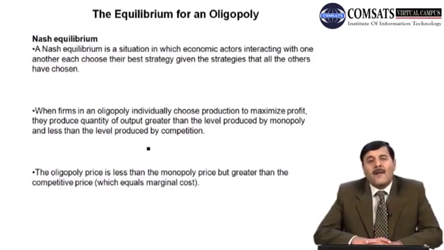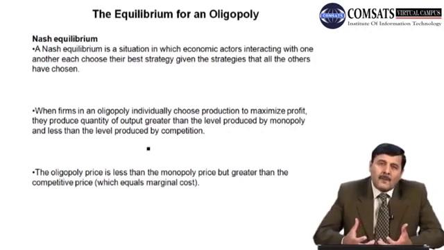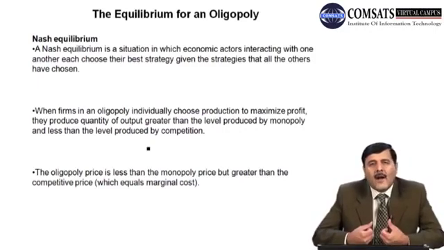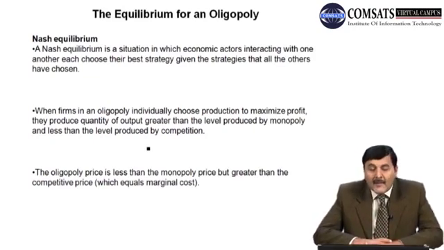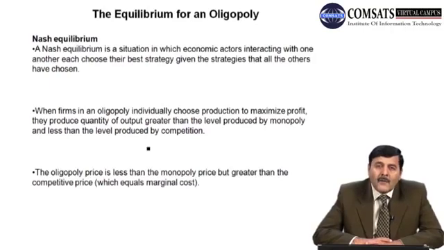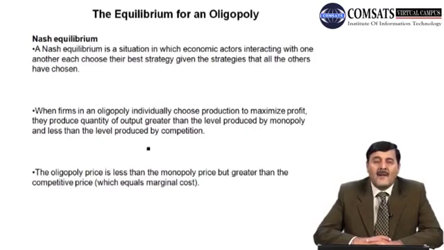So the oligopoly price is less than the monopoly price always, because in case of oligopoly there are few firms which are competing with each other, either cooperating or producing on their own, taking the self-interest of each other into account, but in case of monopoly we have only one firm, no competition. So the price charged by an oligopolistic firm is always less than the monopoly price, but greater than the price charged by the firms working in perfect competition or the competitive market, where price is equal to marginal cost.